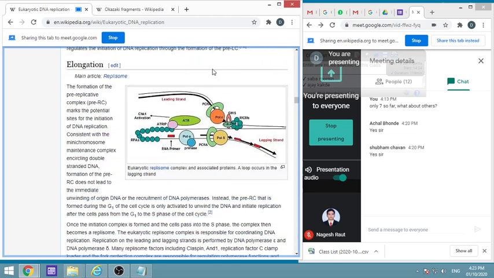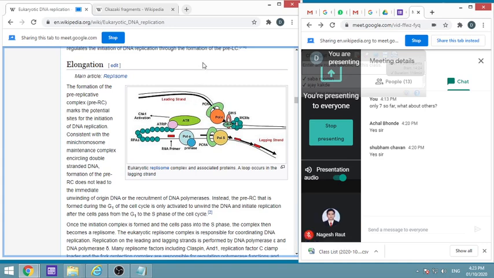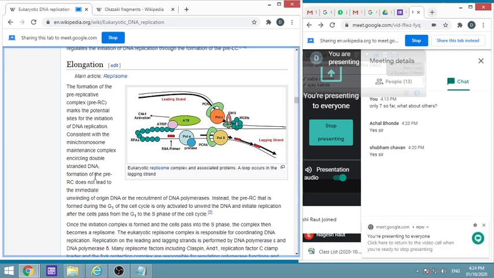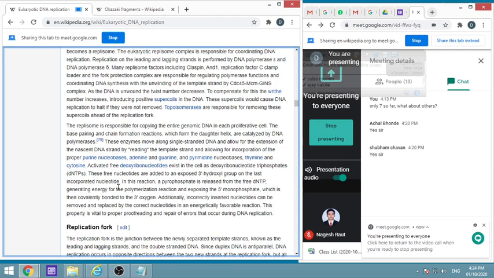So next is how elongation takes place. Once this replisome is formed, elongation takes place. From the pre-replicative complex, the elongation starts. The cells pass into S phase; earlier it was in G1 phase, and now from G1 phase it goes to S phase. We have also seen the linking number is a mathematical number. Then there is supercoiling that takes place, which we saw last time.